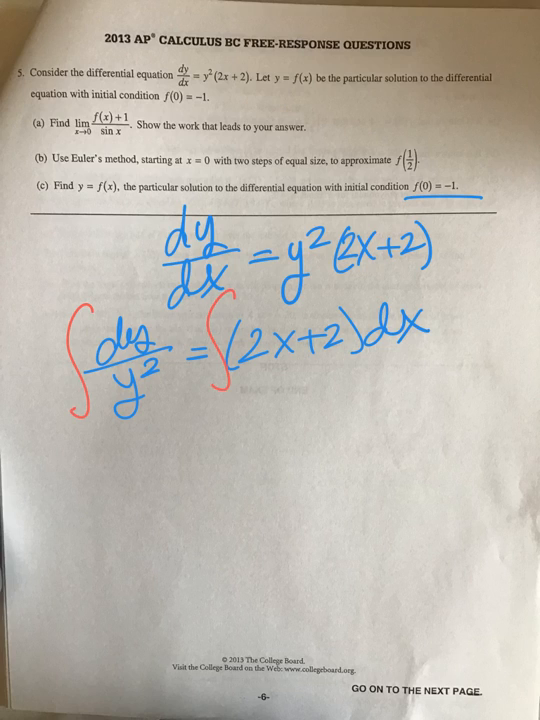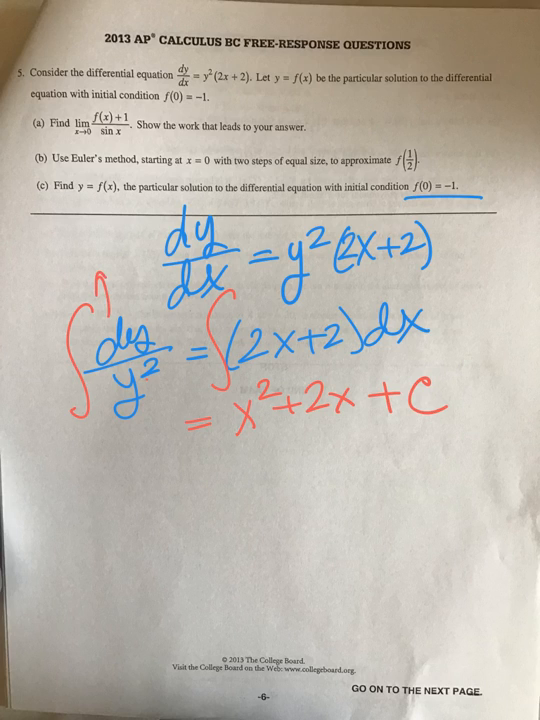take the antiderivative. Now, the right side is pretty easy. This should be just x squared plus 2x. And don't forget your plus c. You get a point just for writing that plus c. The left side, this is not natural log. Why is it not natural log? It's because that y is squared down there. Remember, it's only natural log if it's to the first power in the denominator.